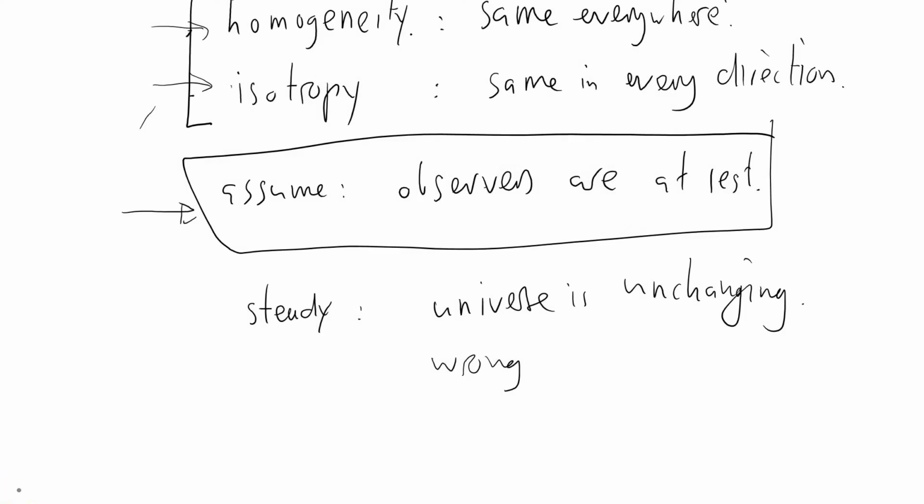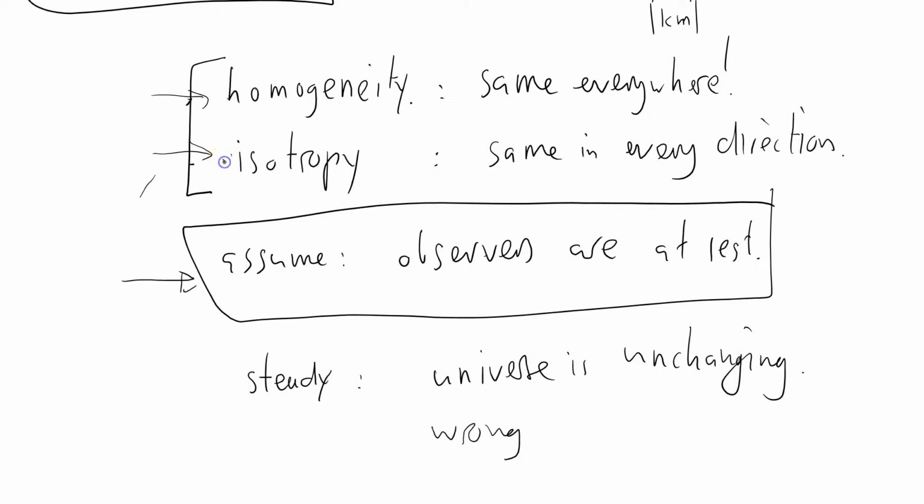General relativity, step by step. Last time I talked about homogeneity and isotropy of the universe. I threw out the steady state condition. I'll revisit it later, but for the moment I'm going to stick with homogeneity and isotropy.